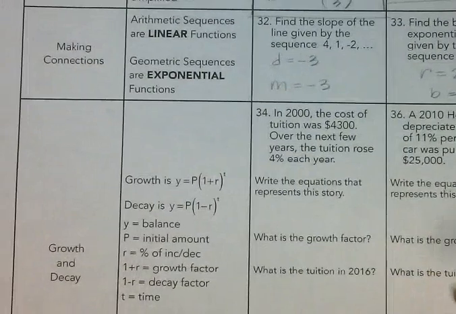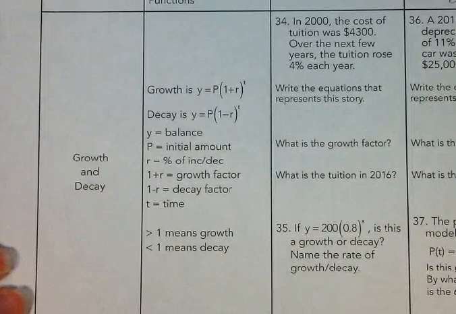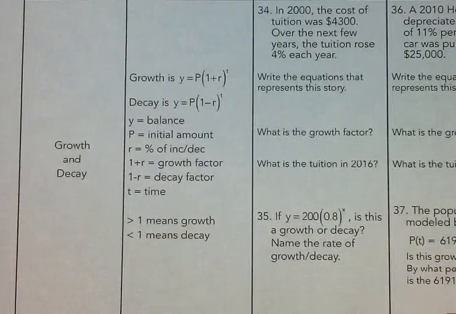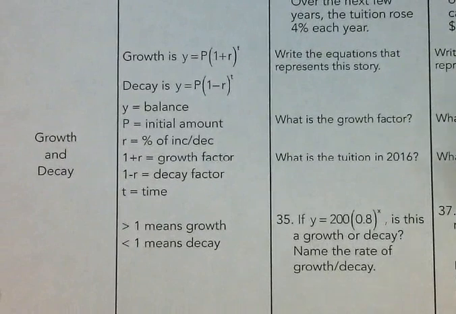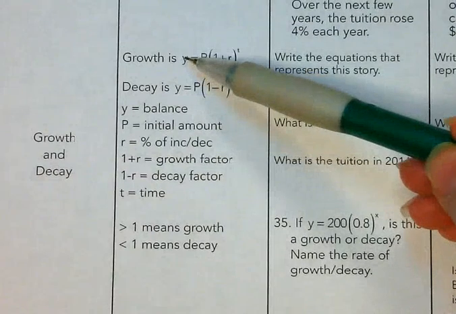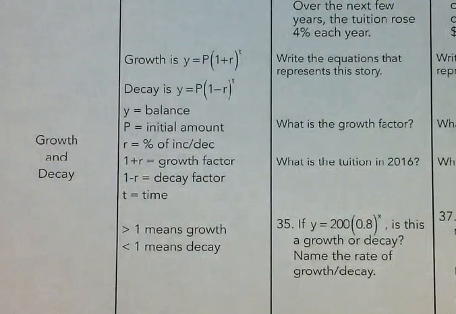All right, we're going to go ahead and move to growth and decay to finish this sheet. So growth and decay, we're using only exponential functions. We have these two formulas that we looked at earlier in the year, and hopefully you recognize this. The y, or the function f of x, that's just the balance. That would be how much money you have left, or how much money your car is worth, or your house, whatever it is you're figuring out.